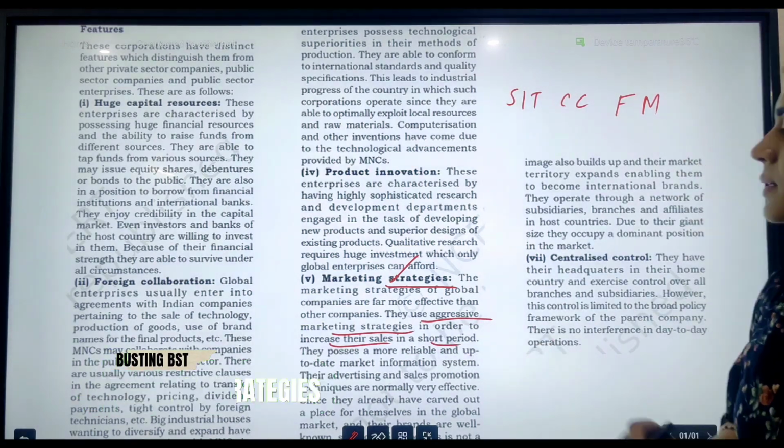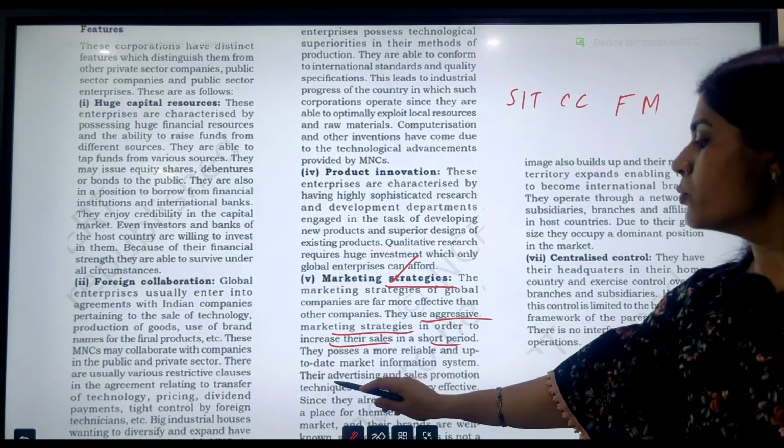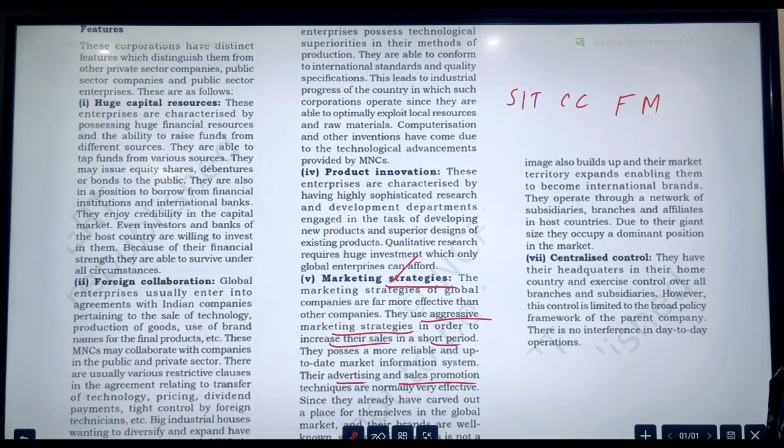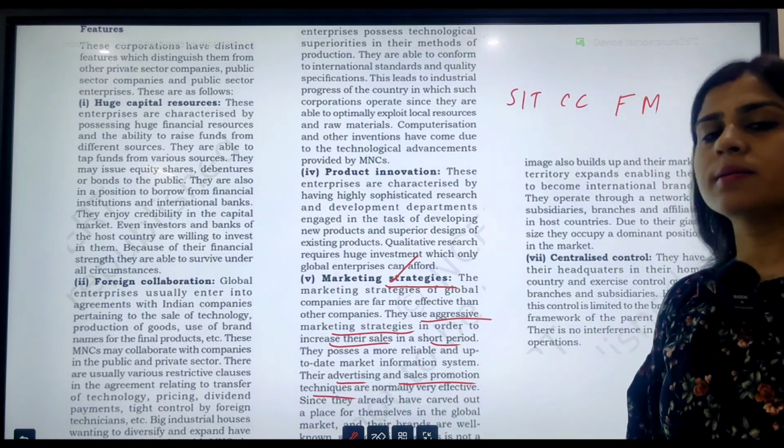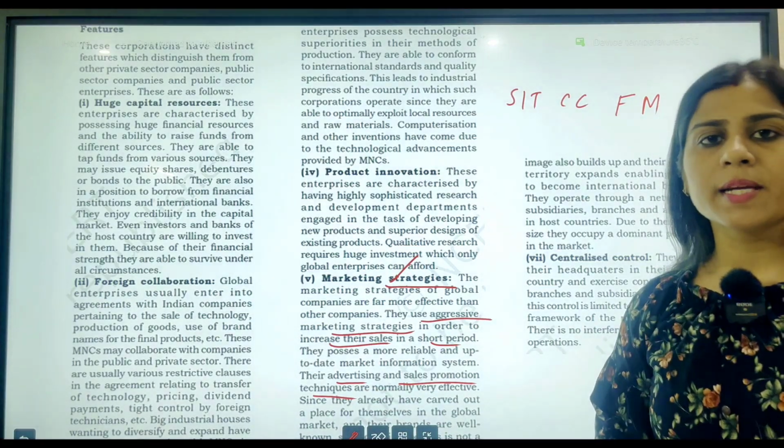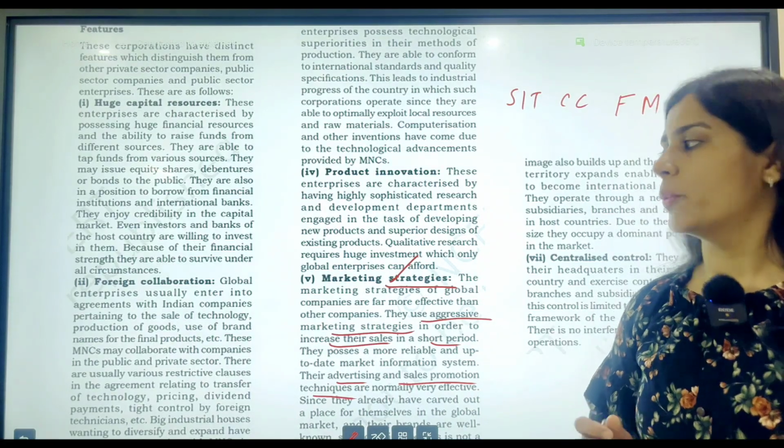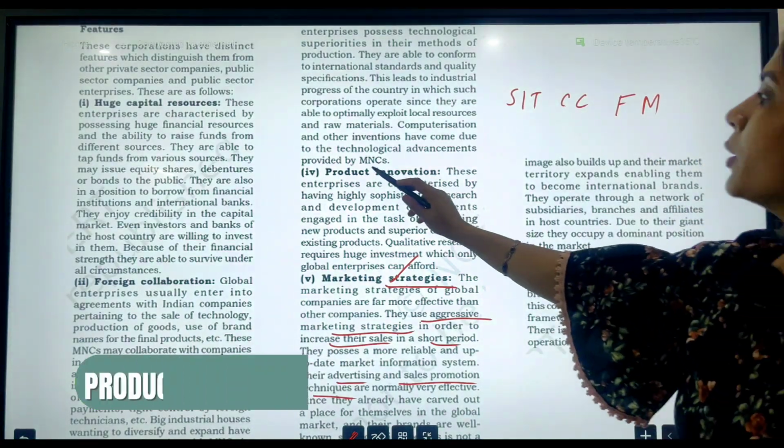So this is what NCERT has to tell. For this they do very hardcore marketing and sales promotions, using all the techniques of promotion to facilitate the presence of their products worldwide. Then we have I for innovation, students.